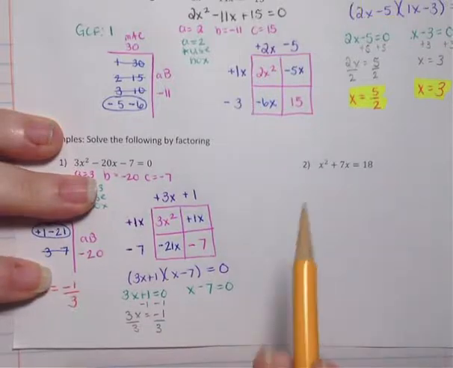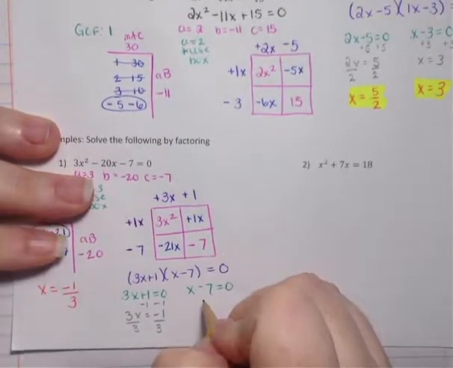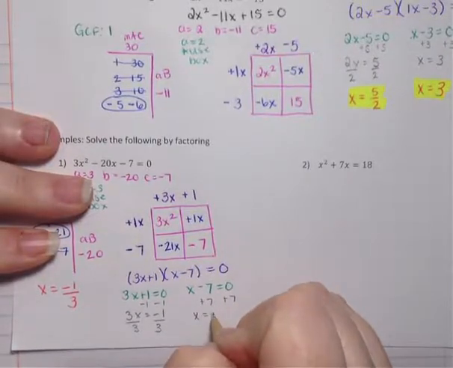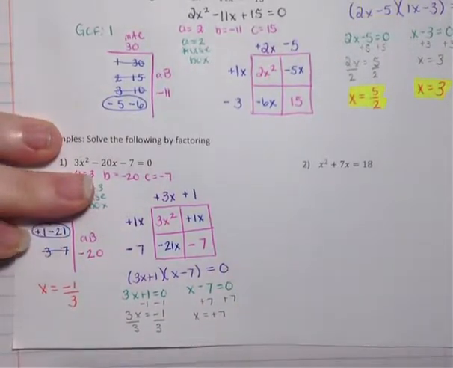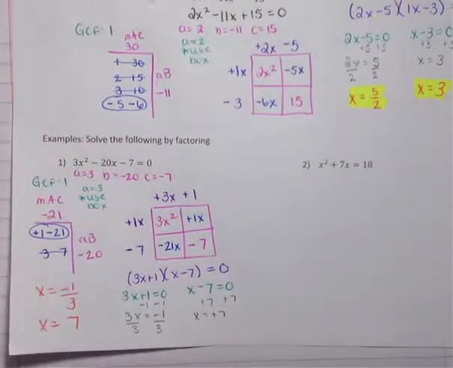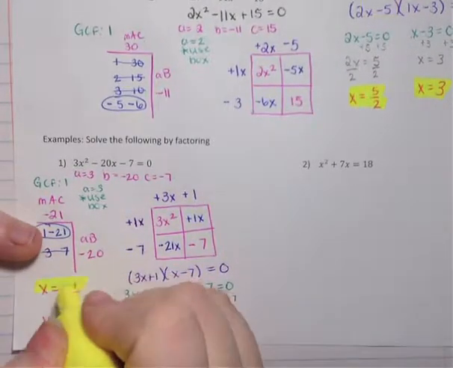That's one answer. Then on the second one, we're going to add 7 to the other side. We'll have x is equal to a positive 7. X is alone, so our other answer is x equals 7. These are our two solutions of x equals negative 1/3 and x equals 7. These are the two values.